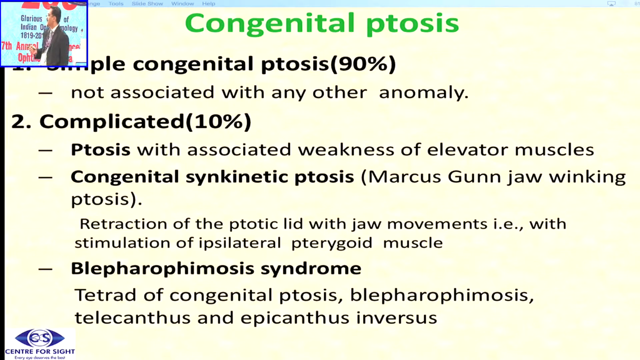All right. Then there is another condition which is known as congenital synkinetic ptosis, also known as Marcus-Gunn ptosis, where there are aberrant connections between the fifth nerve and third nerve, and this also falls into complicated ptosis. And then there may be some syndromes like blepharophimosis syndrome, where there is a tetrad of congenital ptosis, blepharophimosis, telecanthus, and epicanthus inversus. So all these conditions come into complicated ptosis. If none of them is there, then the patient will be a case of congenital simple ptosis.